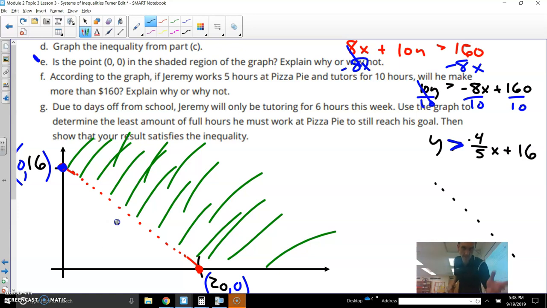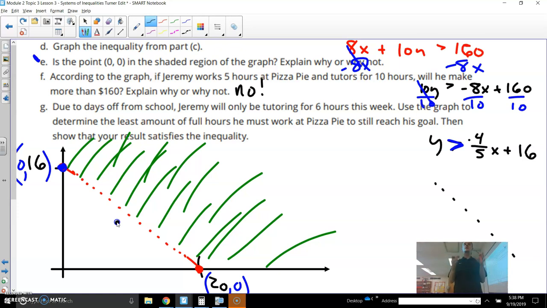So it says, will he make more than $160? I would say no. It sounds like he's going to make less than that. And if you plug it in, 5 times 8 would be 40. And 10 times 10 would be 100. So that's only $140. That is not going to be enough for him to make his goal of 160.